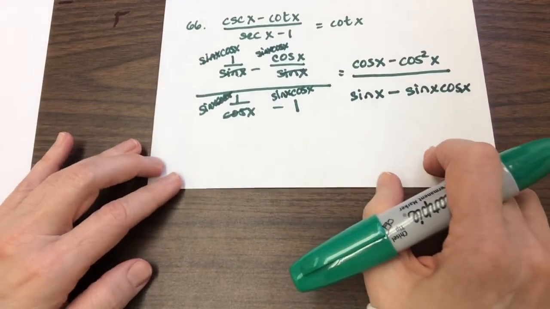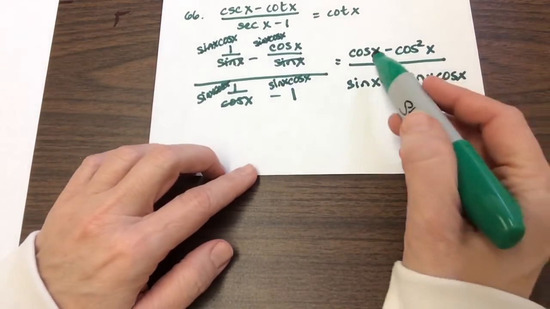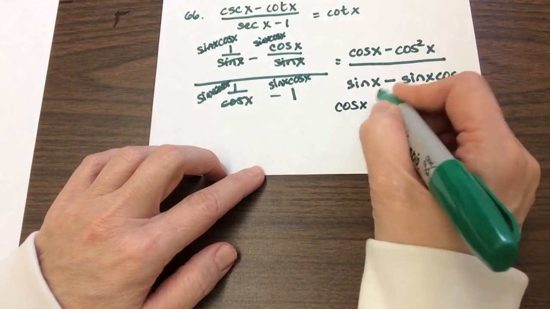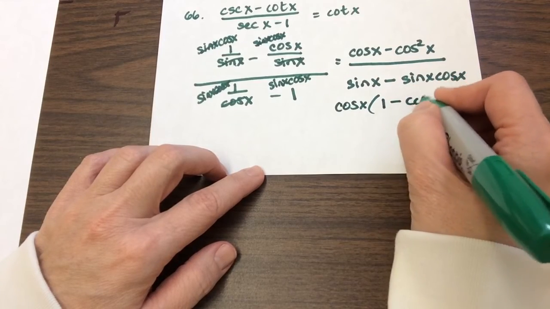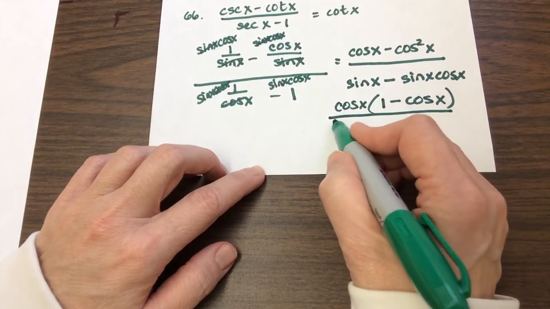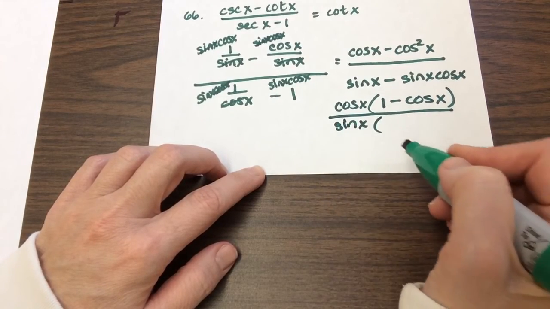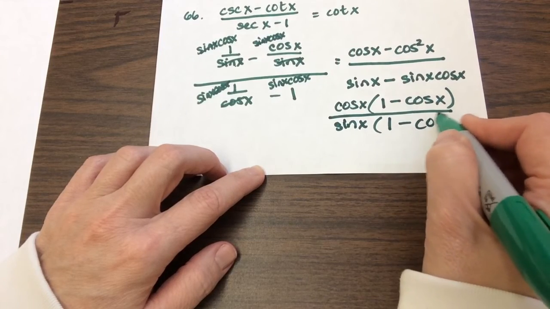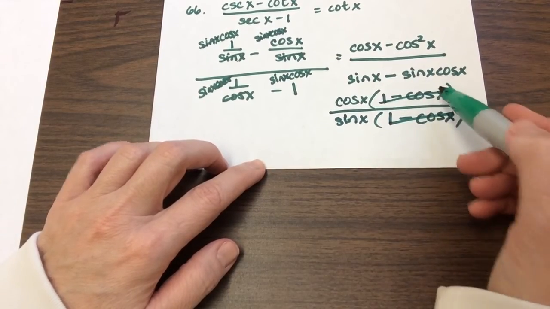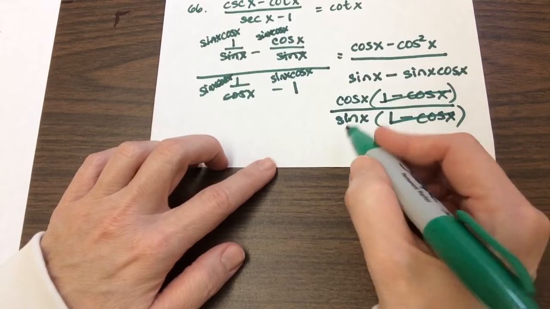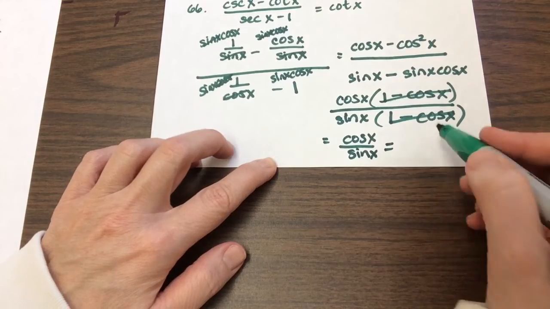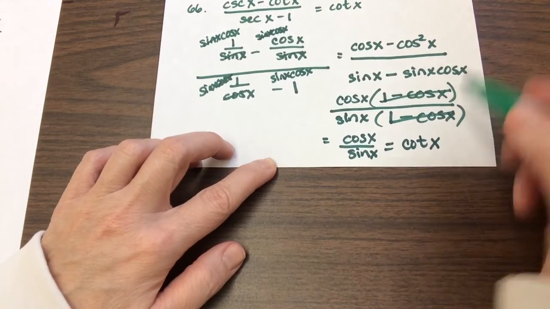Okay? Now, can I keep going here? Yeah, let's look and see what we've got up top. Up top, I've got a cosine that I can factor out. I factor that out, I'm left with 1 minus cosine of x. On the bottom, I've got a sine of x that I can factor out, and I'm left with 1 minus cosine of x. Well, that's all good, because now I've got a common factor in the top and the bottom that I can factor out, and I'm left with the cosine of x over the sine of x, which is the cotangent of x. And that's what I was trying to prove.